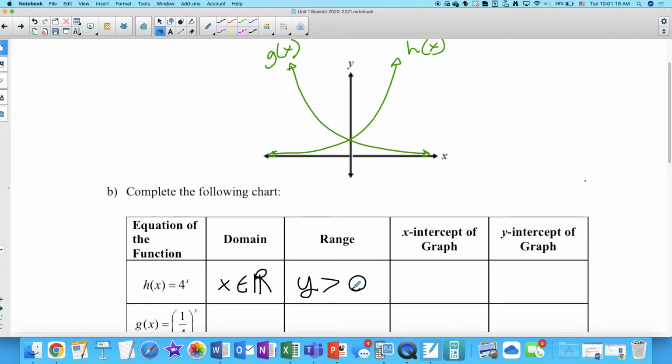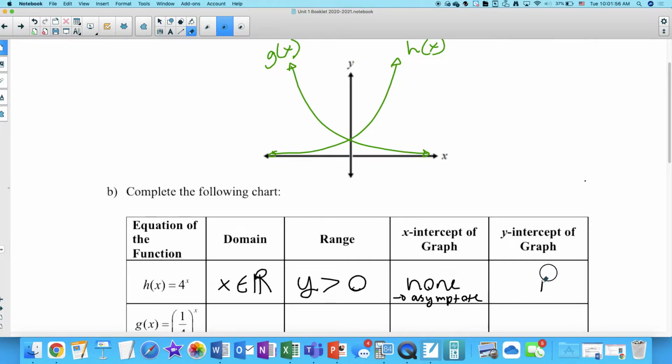Okay? What would the x-intercept of this graph be? Yeah, there is no x-intercept, if it never touches the x-axis. So this is where we have that asymptote. Okay. What about the y-intercept? 1. Yeah. The y-intercept will be 1 because anything to the power 0 is 1.